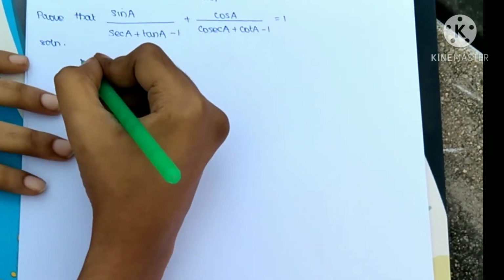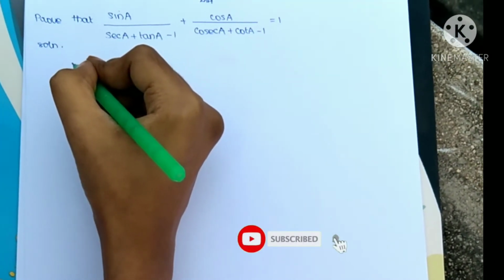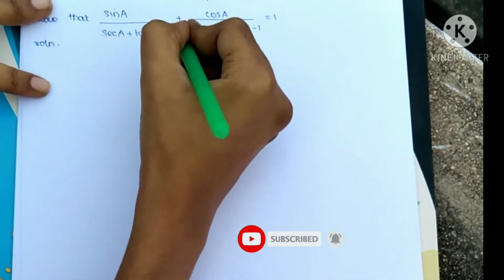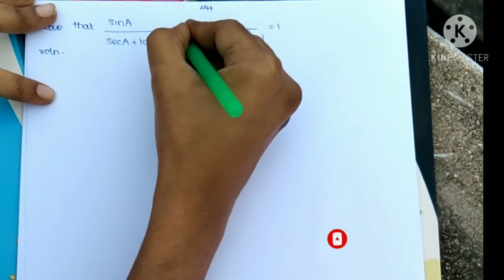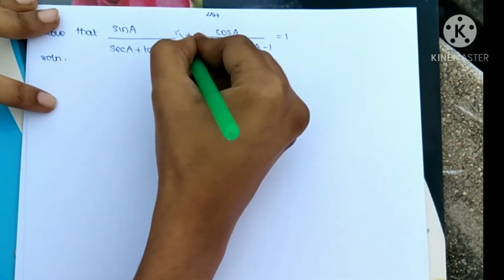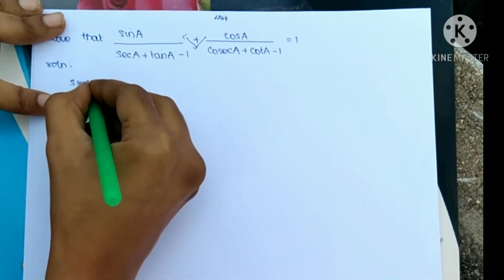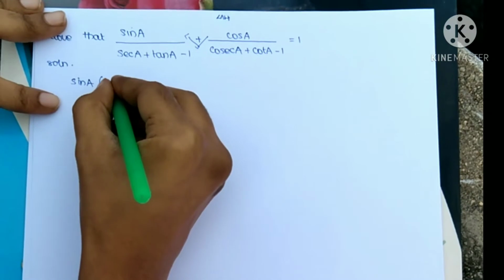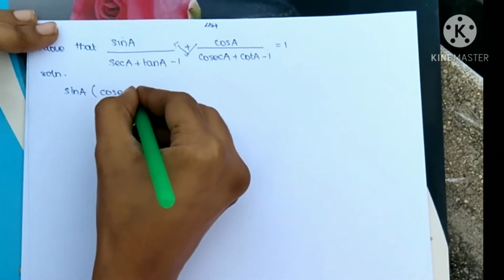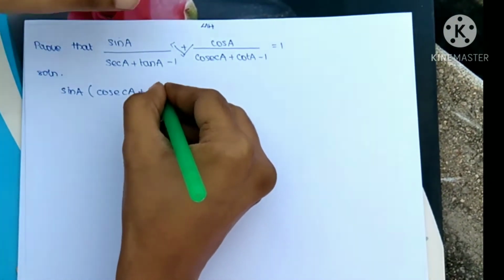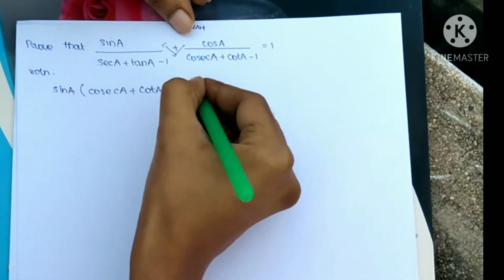This sum can be easily solved by just cross multiplying. Okay, how to cross multiply? This numerator, this denominator, and this numerator, and this denominator. Let's see. Sin A into cosecant A plus cot A minus 1.